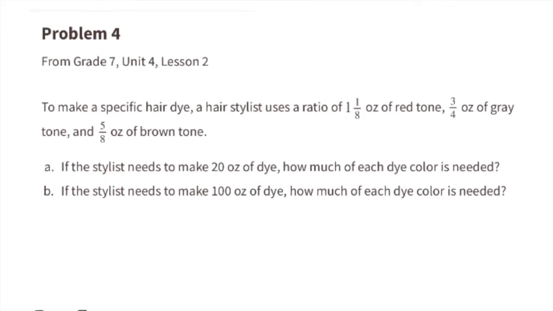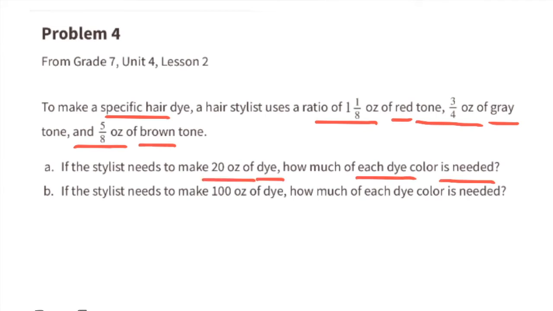Problem number 4, from 7th grade, Unit 4, Lesson 2. To make a specific hair dye, a hairstylist uses a ratio of 1 1/8 ounce of red tone, 3/4 ounce of gray tone, and 5/8 ounce of brown tone. A. If the stylist needs to make 20 ounces of dye, how much of each dye color is needed?